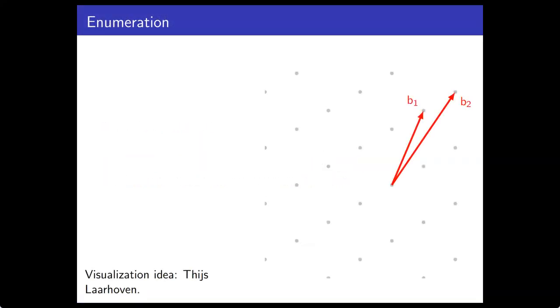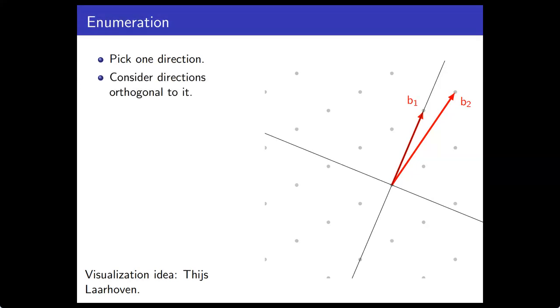For enumeration, here we have a nice two-dimensional lattice. Of course, for cryptographic purposes, there will be many more dimensions, but for illustration purposes, we only need two. And we have here the basis of this lattice. To do enumeration, you pick one direction, in this case b1, and then you look at the directions orthogonal to it.